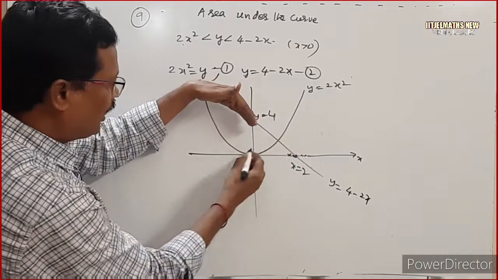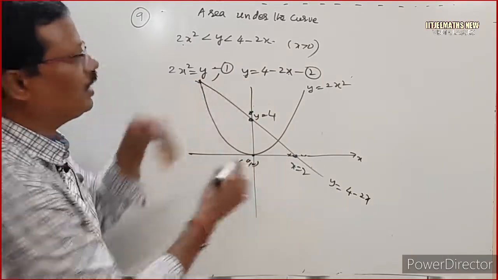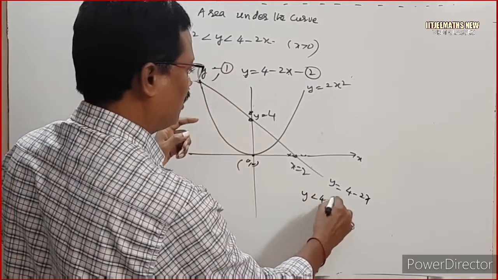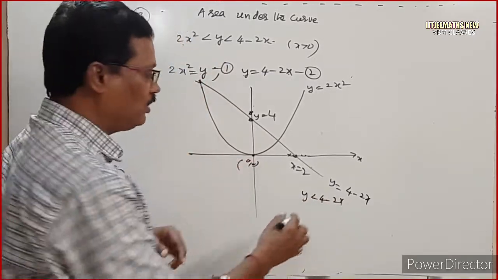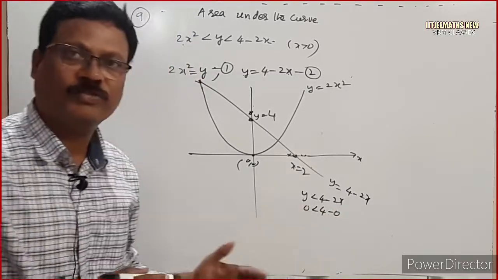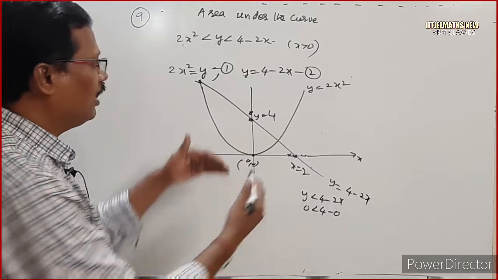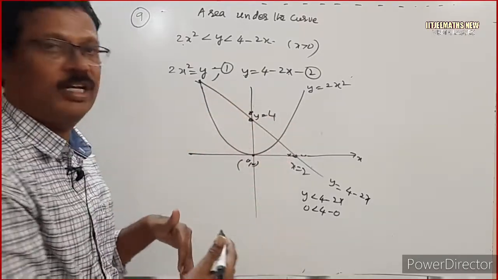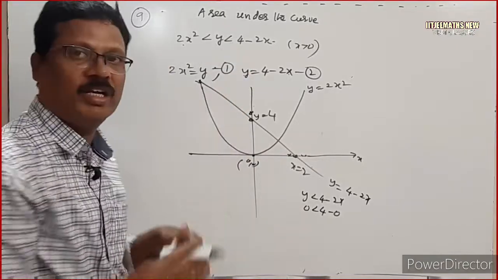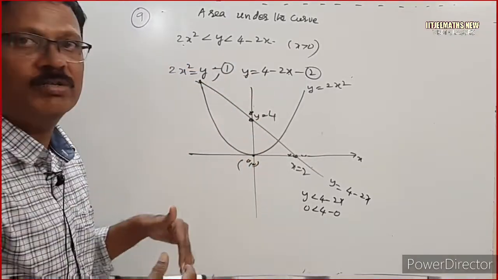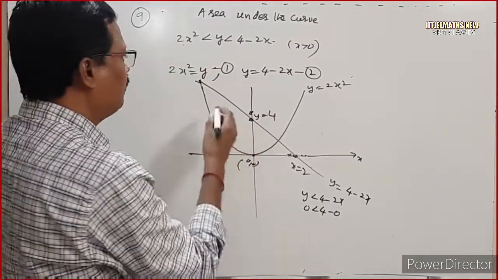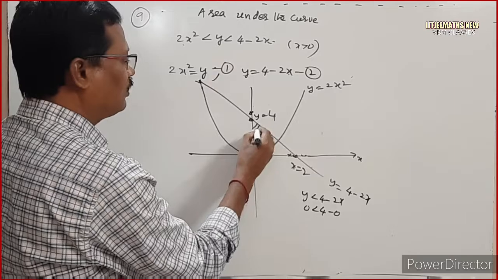Now for this straight line, the origin is below the straight line. Let us substitute in that inequality. Keep x 0, y 0, then 0 less than 4 is satisfied. Therefore, that area is below the straight line. Below the straight line, (0, 0) satisfies this inequality. That's why the area is below the straight line, and 2x square less than y is inside the parabola. Therefore, that comes like this.